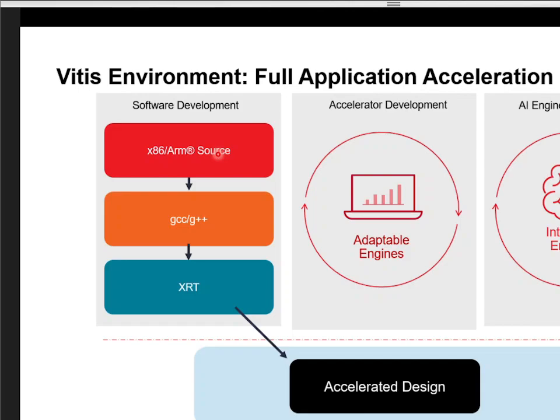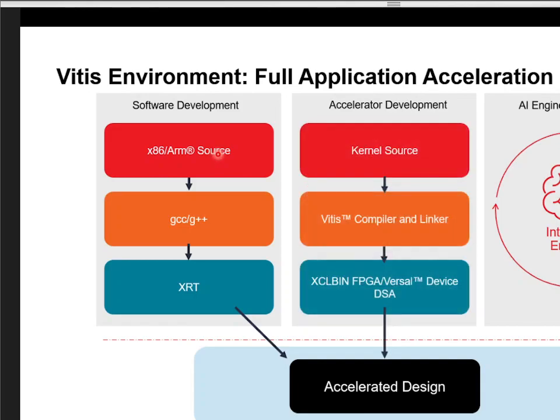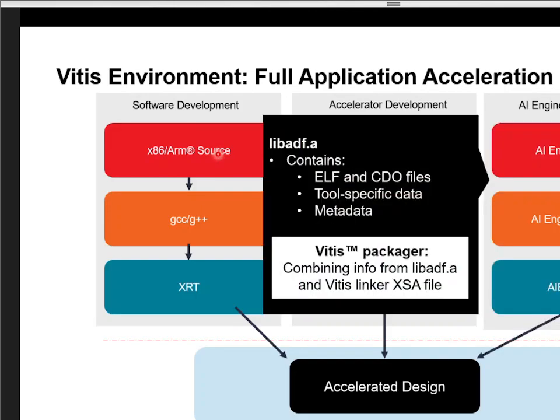If you look at the accelerator development flow, that's where we have the kernel sources and use the Vitis compiler and linker. The final result will be the xclbin file, or for the Versal device, the DSA file, as we call it, just to program the logic. And in the AI engine development, we have the AI engine source code with the AI engine compiler, and the tool will create the AI engine binaries. All this comes together and is addressed into one configuration data object file, so a CDO file.